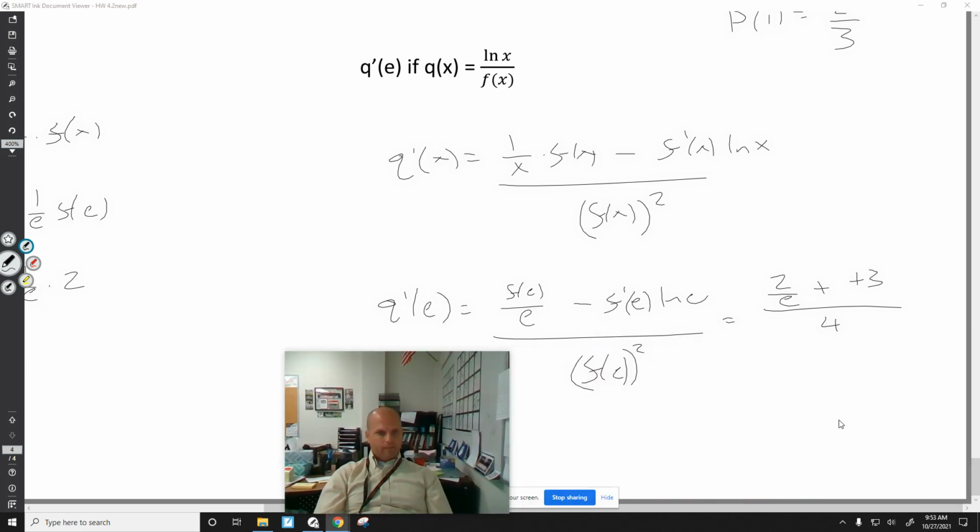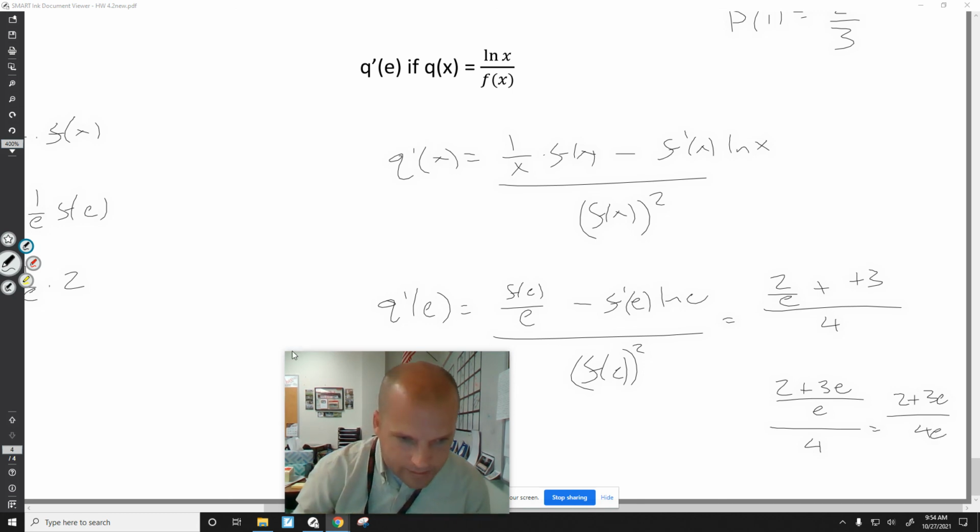Want to simplify? It's 2 plus 3e over 4, which is 2 plus 3e over 4e. Multiply the denominator by 1/4, we'll multiply this by 1/4. Dividing things is the same as multiplying by the reciprocal. So 2 plus 3e over 4e. All right. That's it.